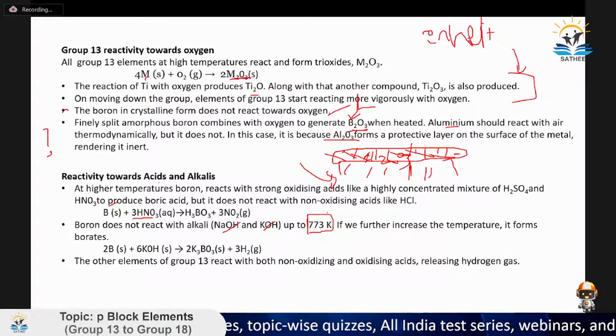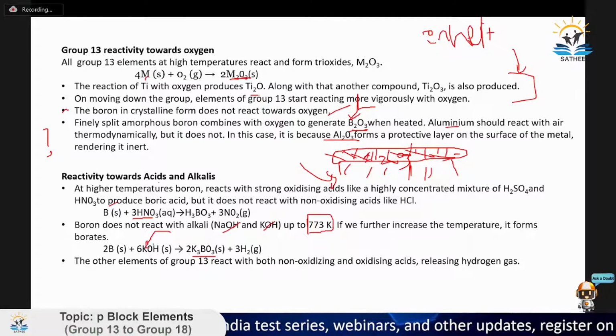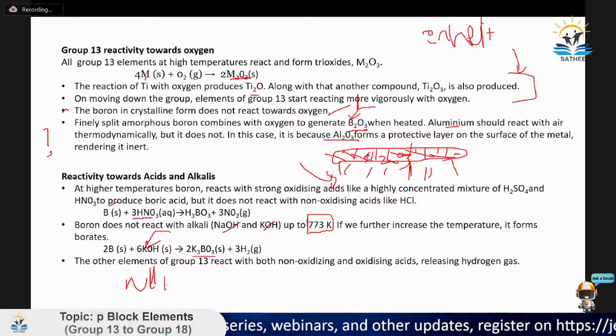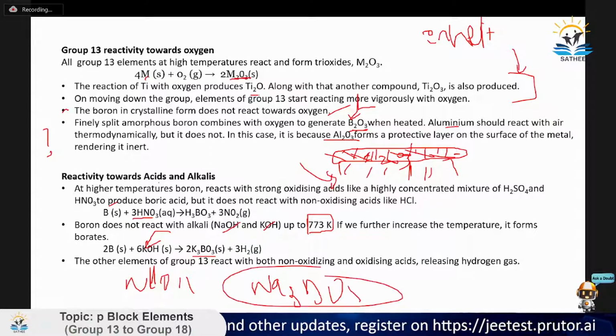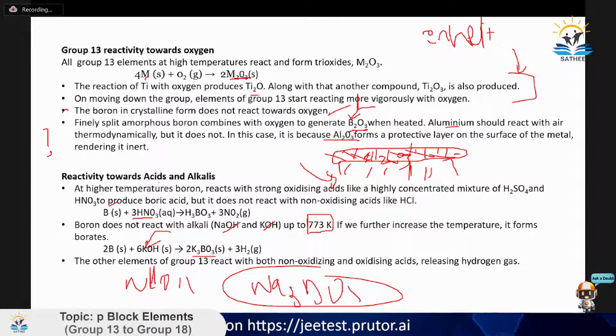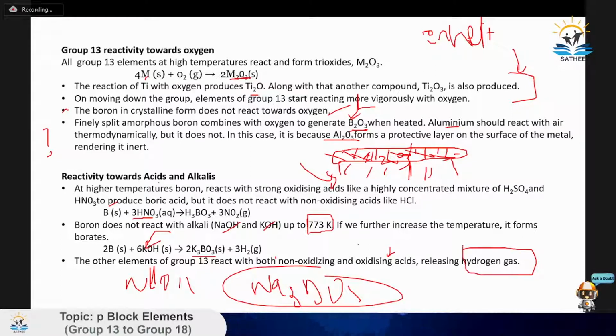But if you cross this particular temperature point, then you'll actually get K3BO3. Now that K is because we are using KOH. If you would have used NaOH, you would have probably got Na3BO3. Same thing. K and Na can be used interchangeably. Now the other elements of group 13 react with both non-oxidizing and oxidizing acids to release hydrogen gas. Simple. Mainly, this reaction is important because this is the preparation of orthoboric acid.